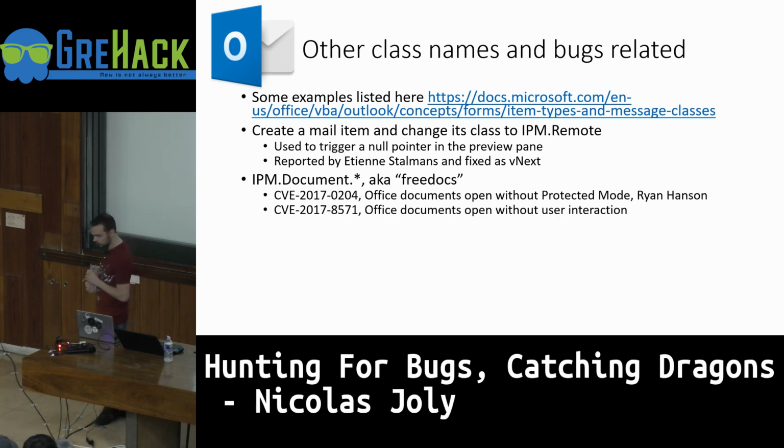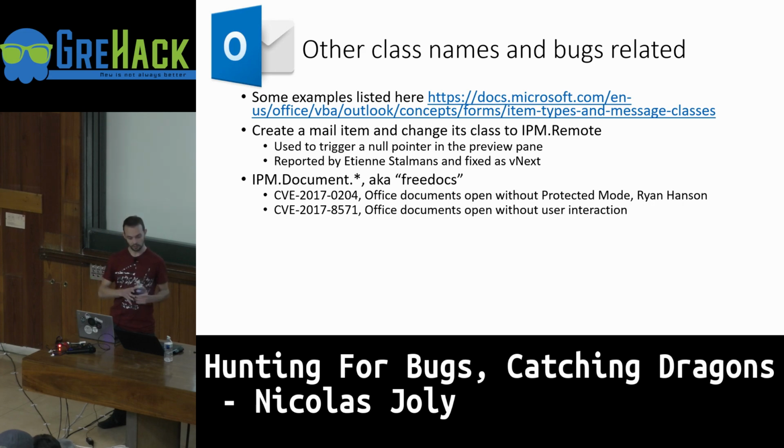Now, the other one that I wanted to talk more about was the free document. So basically, IPM.Document, whatever you want. So Ryan Hansen sent us a case where he was able to send an email that would bypass the protected mode. So basically, you would have two attachments in an email. One, a Word document, a standard attachment, and the other one, an OLE attachment. And he noticed that if we opened that OLE attachment, then Word would run without protected mode.